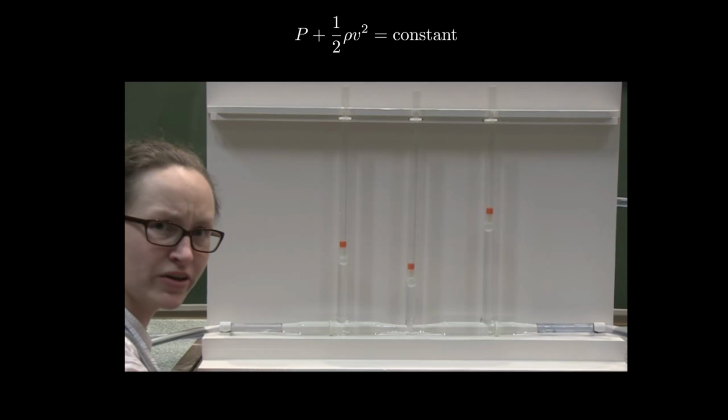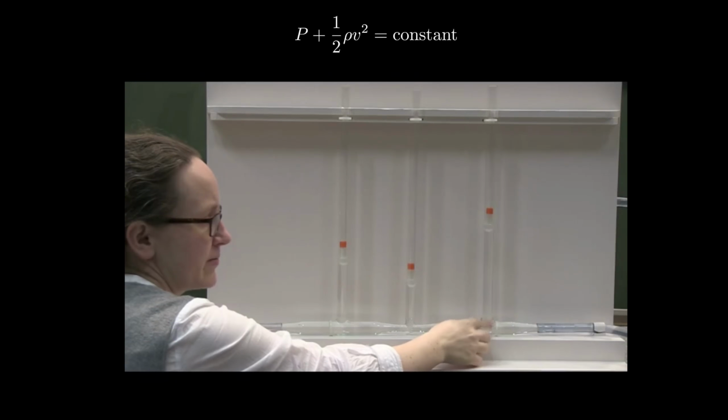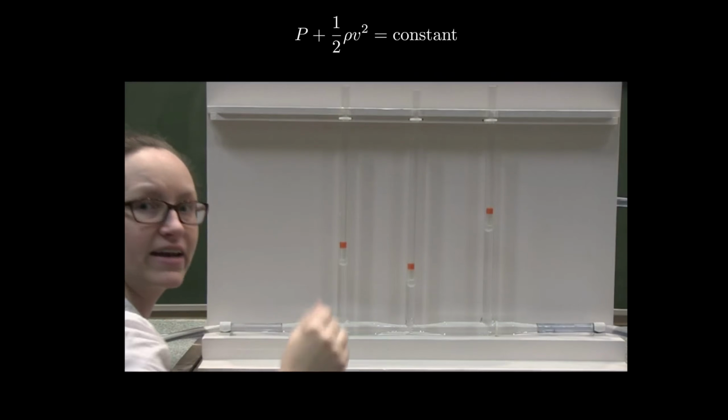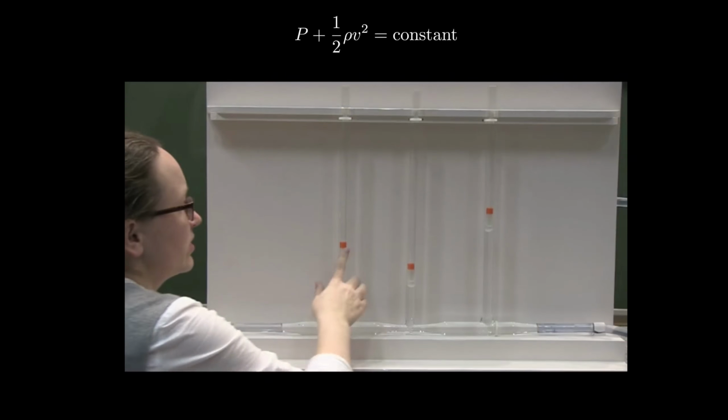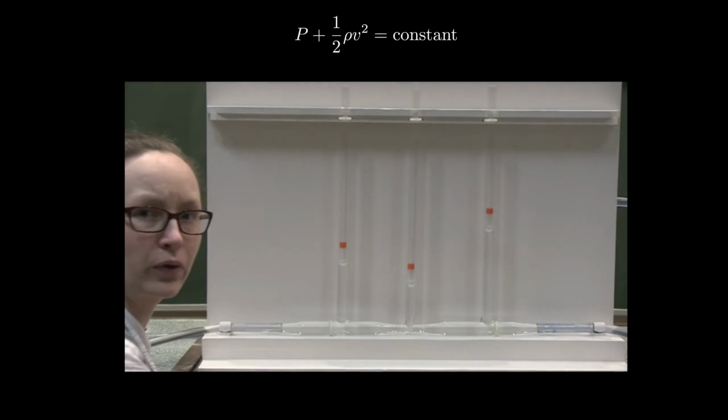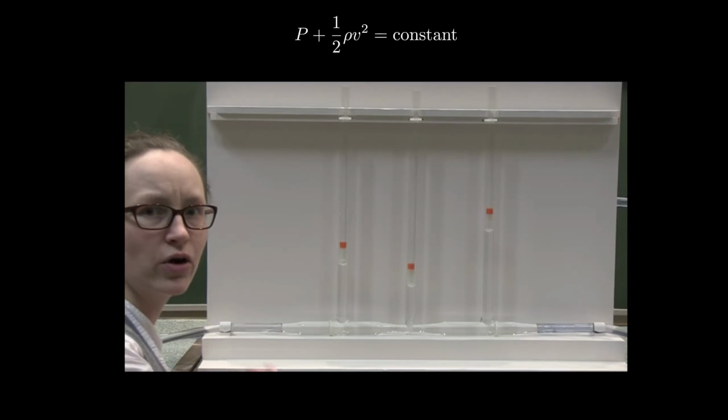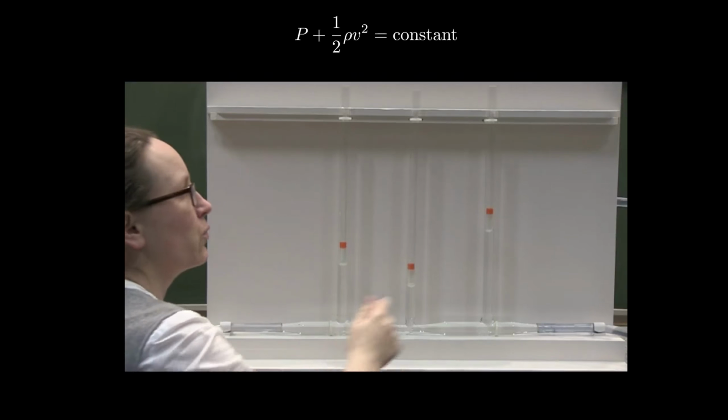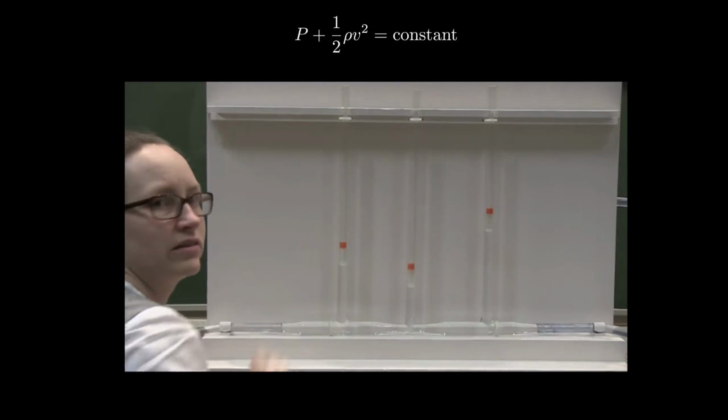Now, according to Bernoulli's equation, because we have the same cross-sectional area here as here, and the height is the same, the pressures here and here should be equal. So can you think, what is going wrong? Why are these two heights not the same?